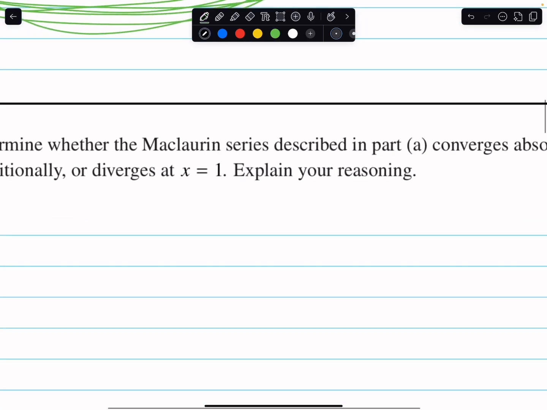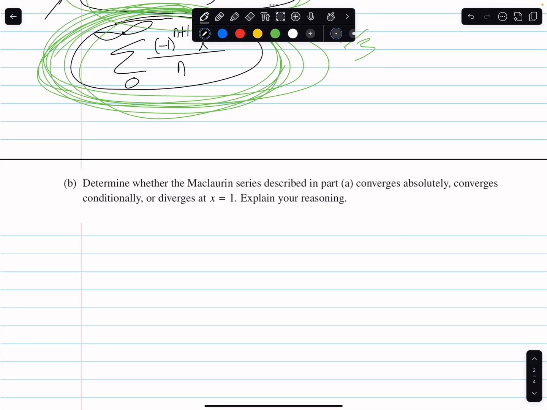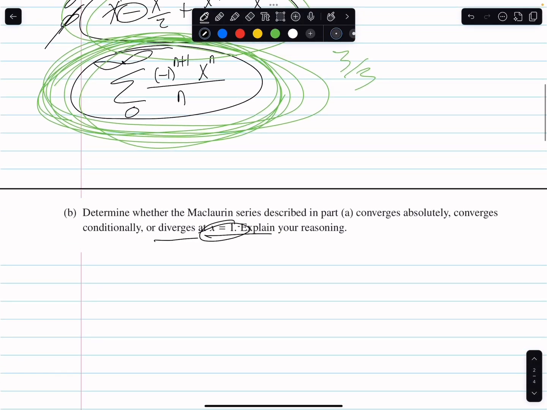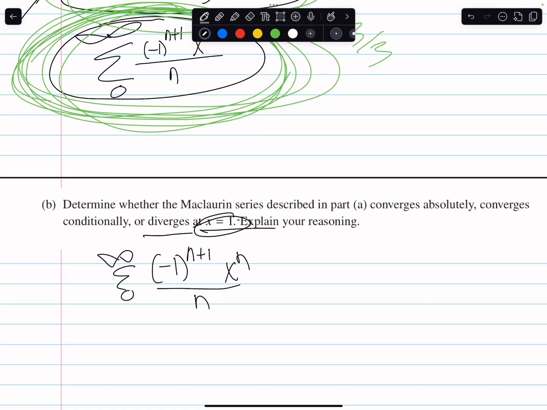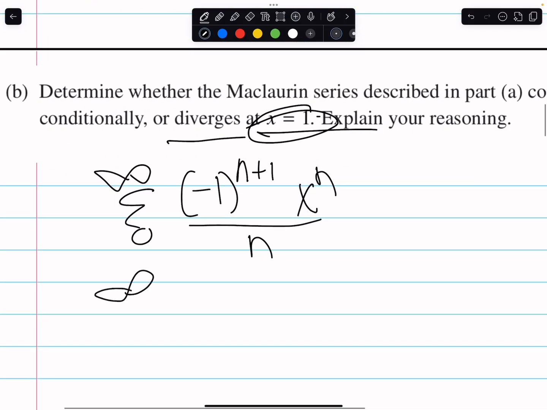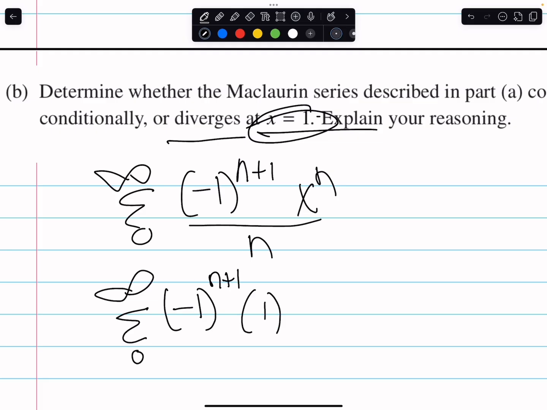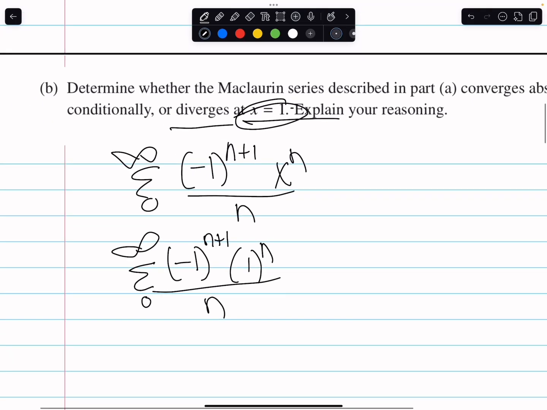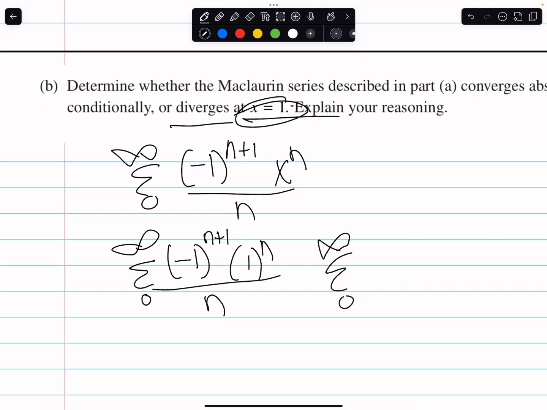Now, moving on to B. Determine whether the Maclaurin series described in part A converges absolutely, converges conditionally, or diverges at x equals 1. So we use what we just found. We use the sum from n equals 1 to infinity of negative 1 to the n plus 1, x to the n over n, and we want to find at x equals 1, does it converge or diverge. So we plug in 1 for x, we get negative 1 to the n plus 1, 1 to the n over n. I don't know if you noticed, but this can simplify to negative 1 to the n plus 1 times 1 over n.